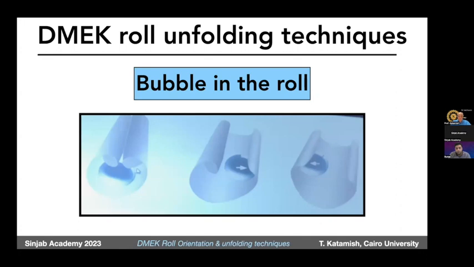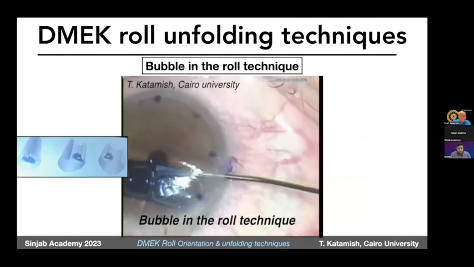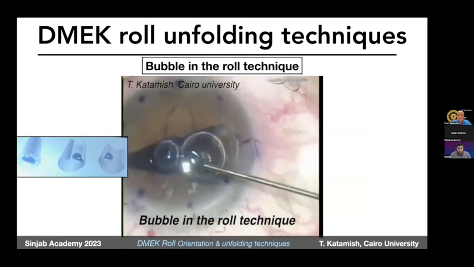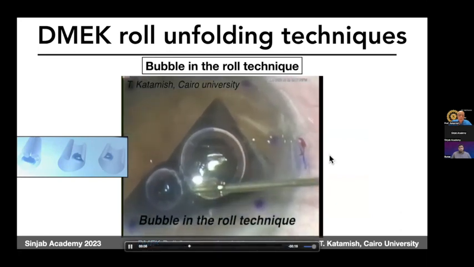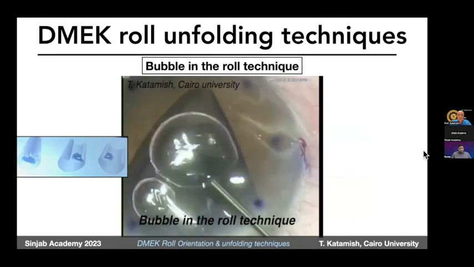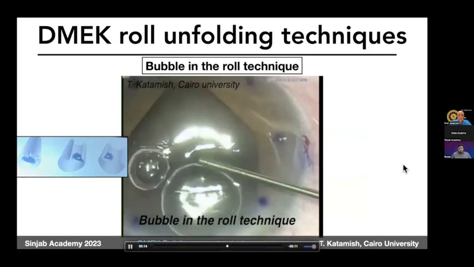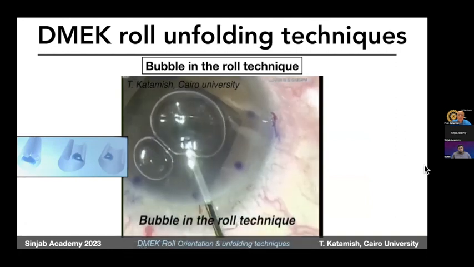The commonest technique I usually use is the bubble in the roll technique. I will have my DMEK roll parallel in the same axis of one of the prostheses, and using a 1 cc syringe, I inject a very small bubble, as you see here, a very small bubble in the anterior chamber to open the DMEK graft. And with gentle manipulation of the bubble, I can open the DMEK.